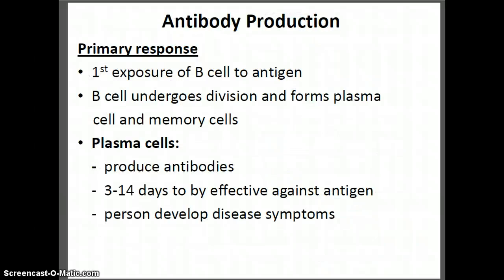Antibody production. The primary response is the first exposure of a B cell to an antigen. The B cell undergoes division and forms plasma cells and memory cells, and it is the plasma cells that actually produce the antibodies. And at the first exposure, it takes 3 to 14 days to be effective against the antigen. So the person will develop disease symptoms.